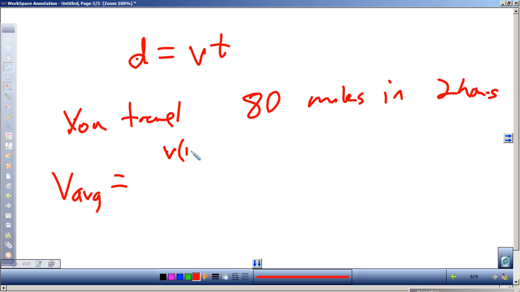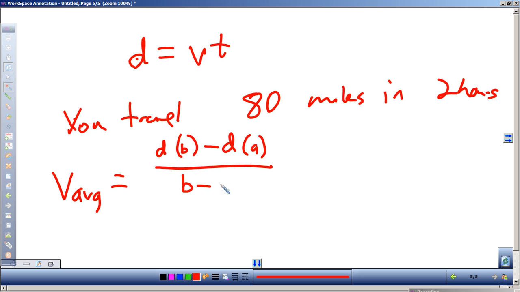I'm going to put v of b, meaning the velocity of b, or distance, sorry, shouldn't be v, it should be d of b minus d of a over b minus a. Okay, how far we traveled to the end minus how far we started at, divided by the time difference. So, say we started 20 miles from your house. After 3 hours, you're now 80 miles from your house. What is your average velocity?